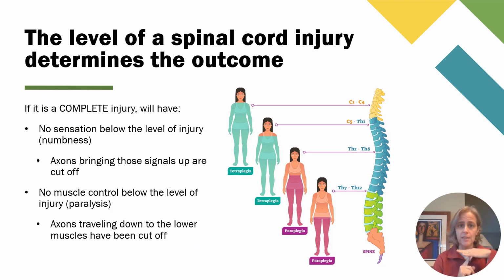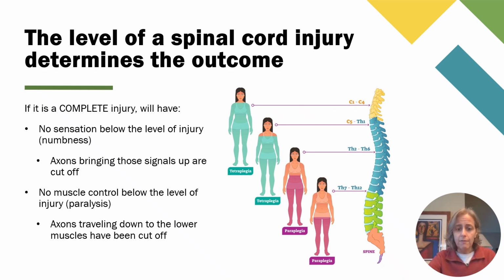So you're not going to have any sensation. You're going to be numb below the level of the injury. Similarly, your brain can't send any signals down to parts of your body that are below that level if you had a complete injury at that level of the spinal cord. So therefore, all the muscles below that level can't receive any signals and are going to be paralyzed. So the level of your spinal cord injury tells us what type of symptoms someone is going to have.